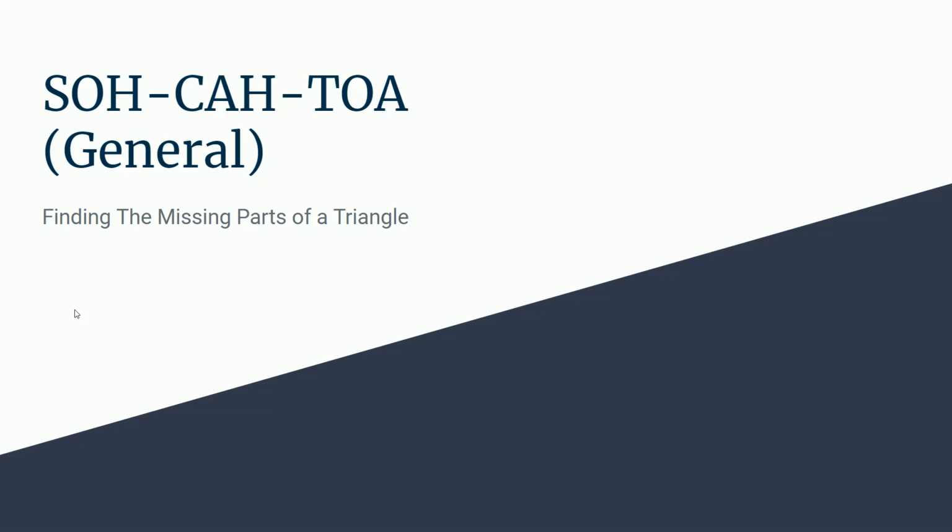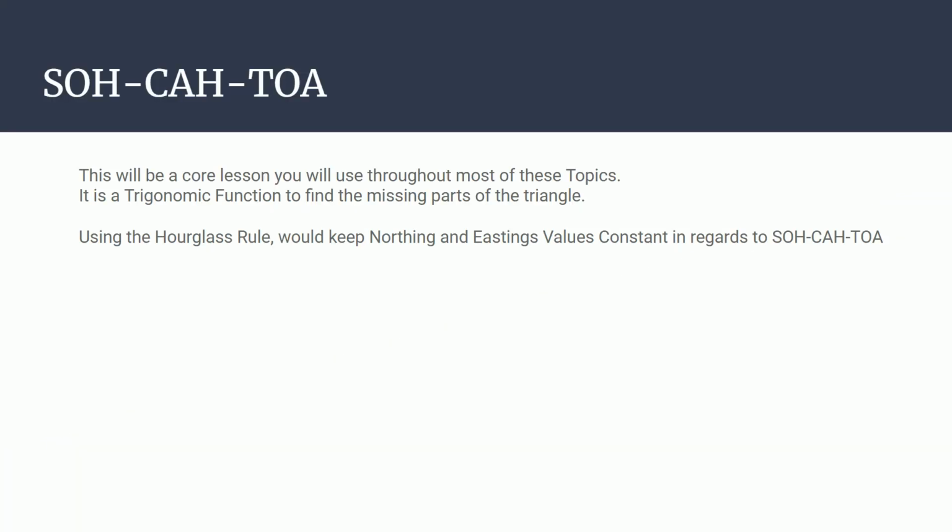This is going to be a very generic lesson on SOH CAH TOA. This is going to cover general information. SOH CAH TOA is used to find the missing parts of a triangle. So SOH CAH TOA is a trigonometric function.